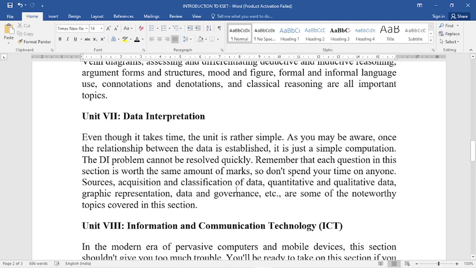Sources, acquisition and classification of data, quantitative and qualitative data, graphic representation, data governance, etc. are some of the noteworthy topics covered in this section. So this is a very important and easy one. Here we are going to grab more marks as compared to other units.